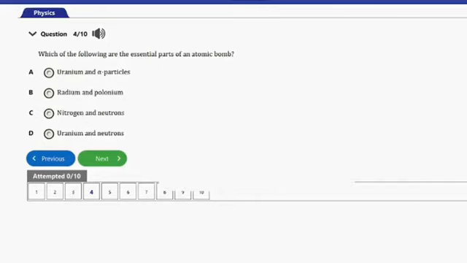So guys, the next question here is question number 4. It says, which of the following are the essential parts of an atomic bomb? We have A. Uranium and alpha particles, B. Uranium and polonium, C. Nitrogen and neutrons, D. Uranium and neutrons. So guys, the answer to this question is option D here, uranium and neutrons. So that's it for this question. Let's go ahead and consider the next question.